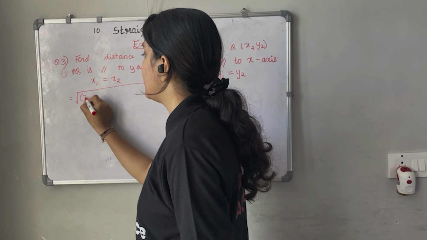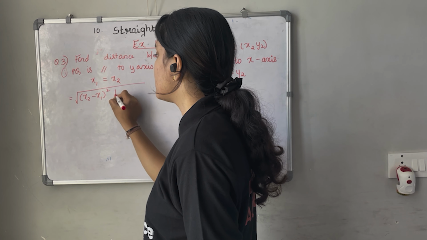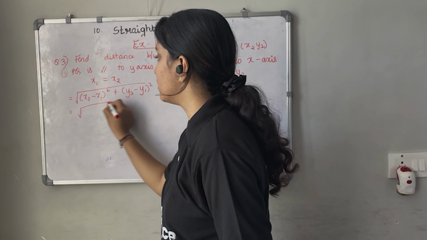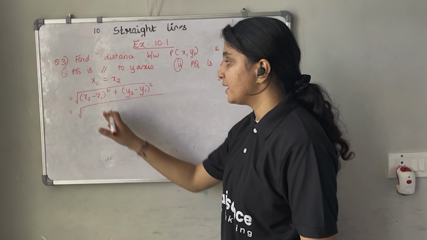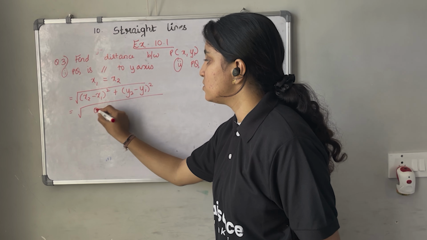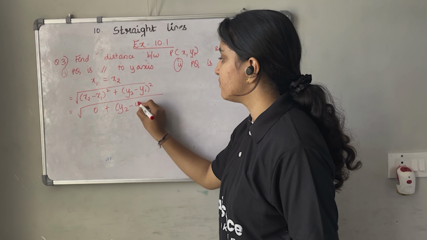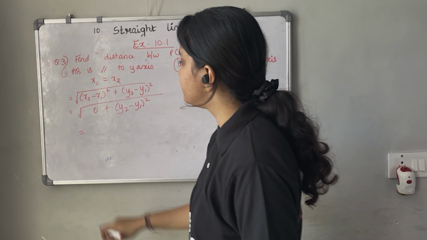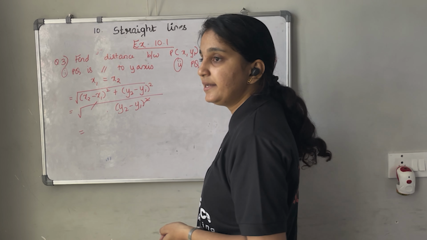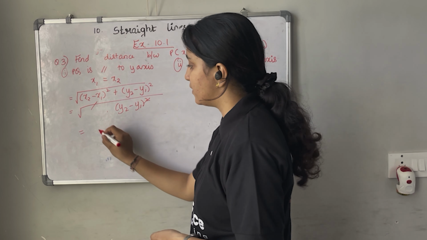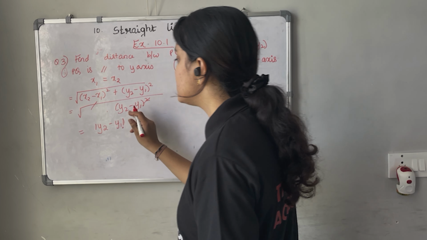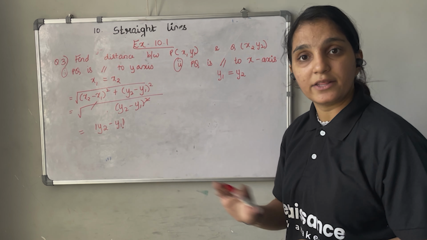Now, what is the distance formula we have? Root of x2 minus x1 the whole square plus y2 minus y1 the whole square. Now here x1 and x2 are equal, so I can write x2 in place of x1. So x2 minus x2 will be 0, so 0 plus y2 minus y1 the whole square. Now I can remove this 0, so square and root will get cancelled and you will have y2 minus y1, and it is always written in mod because distance cannot be negative.